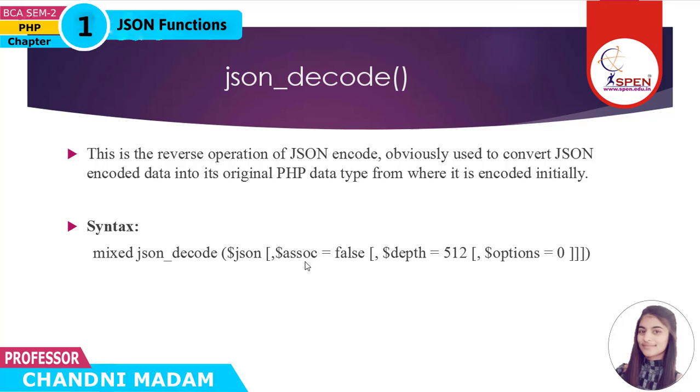Second is associative. Associative is a boolean value. Here we will pass true or false. If we pass true, then the returned object will be converted into an associative array. Third is depth. It is an integer type parameter which specifies the recursive depth. Last is options. Options is an integer type bit mask of JSON decode.